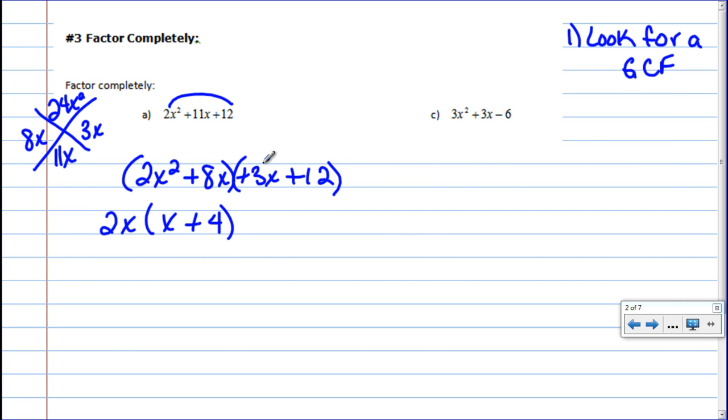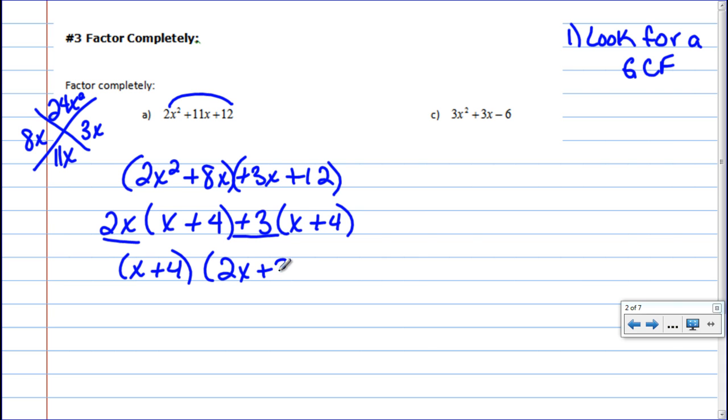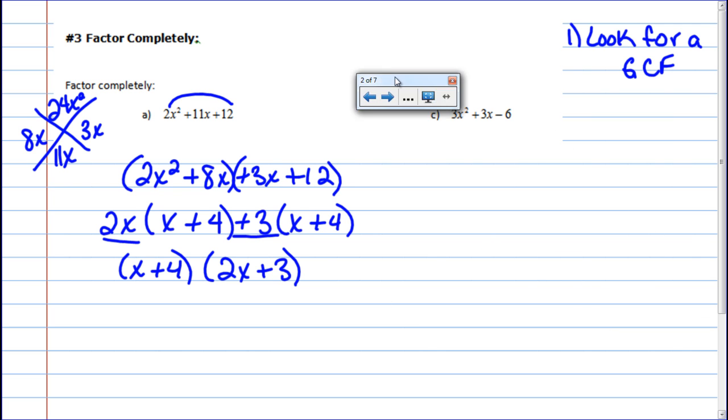Then my greatest common factor for these 2 is going to be 3, which leaves me with an x plus 4. Now these match, so that's good. So one of my factors is x plus 4. The other factor is the stuff that's not inside parentheses, the 2x plus 3. That is factored completely. You can't do anything else.